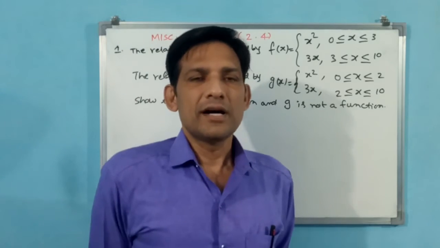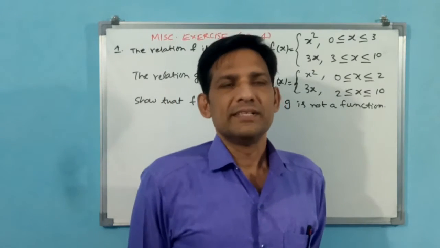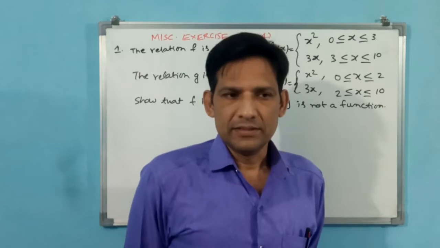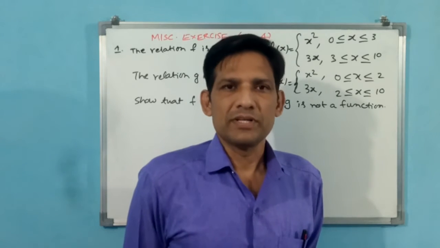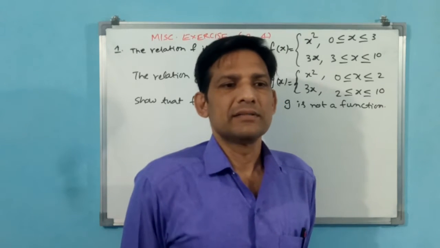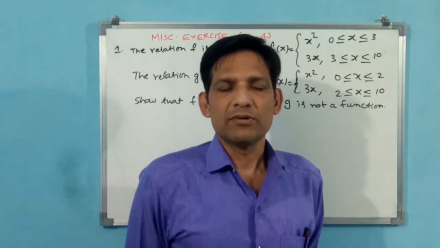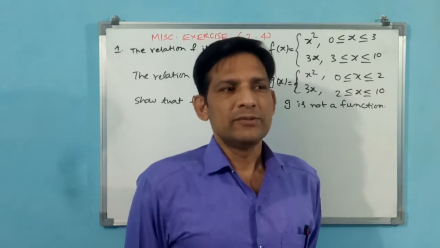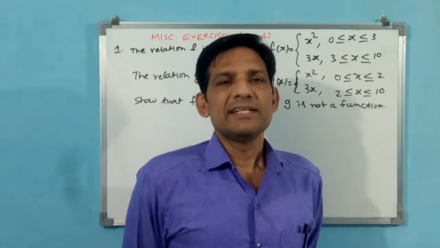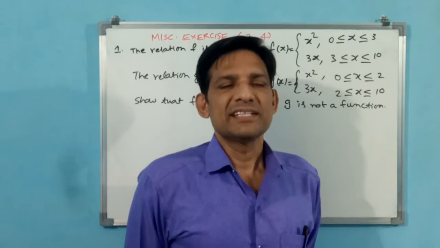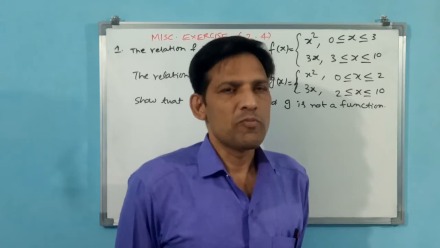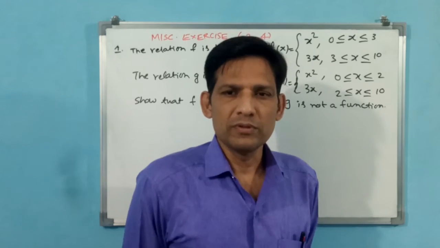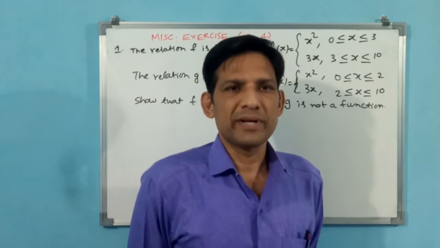Dear students, in the last class we have finished the 2.3 exercise, whatever the concepts we have seen, and we have finished that exercise. Now we will do the miscellaneous exercise. This miscellaneous exercise number I am giving 2.4. Why? Because 2 shows the chapter number.